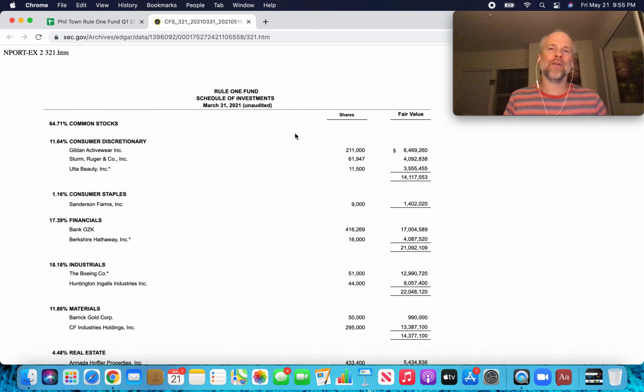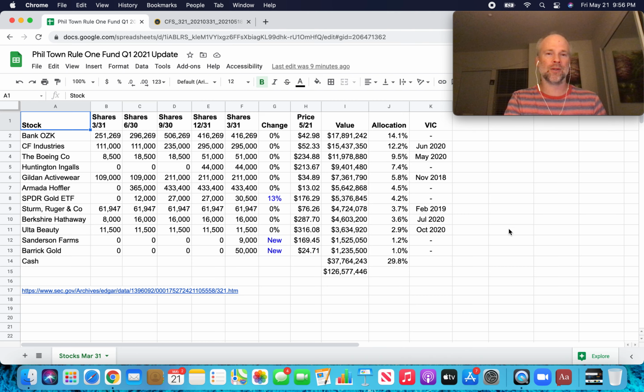But as every quarter, what I've done is I've scraped the number of shares owned, put it into this spreadsheet where I track each quarter what Phil Town owns, so we can see the changes. It's just a lot easier to get a snapshot of what's happened over time. So this is real time what's happening in Phil Town's portfolio as of first quarter 2021.